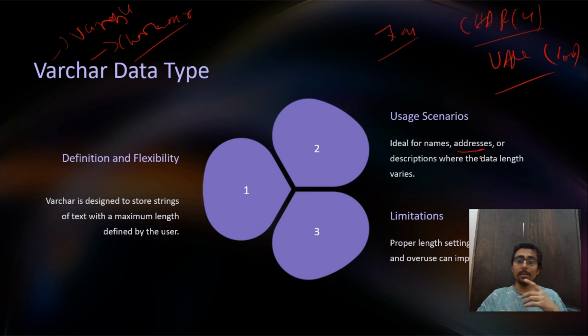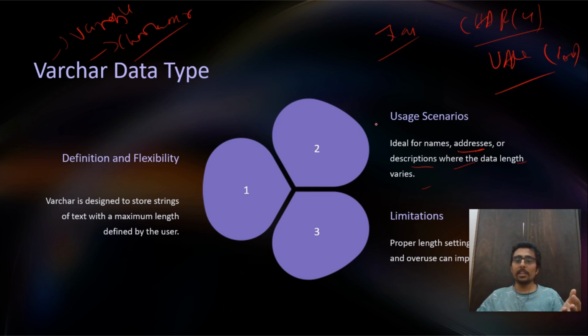Addresses, as I told, can vary in length. You are not sure what length it will take. Or descriptions, where the data length varies. Descriptions also, for example, let's say our YouTube channel, right? We'll have long descriptions. For that we can use varchar because we're not sure about the characters.